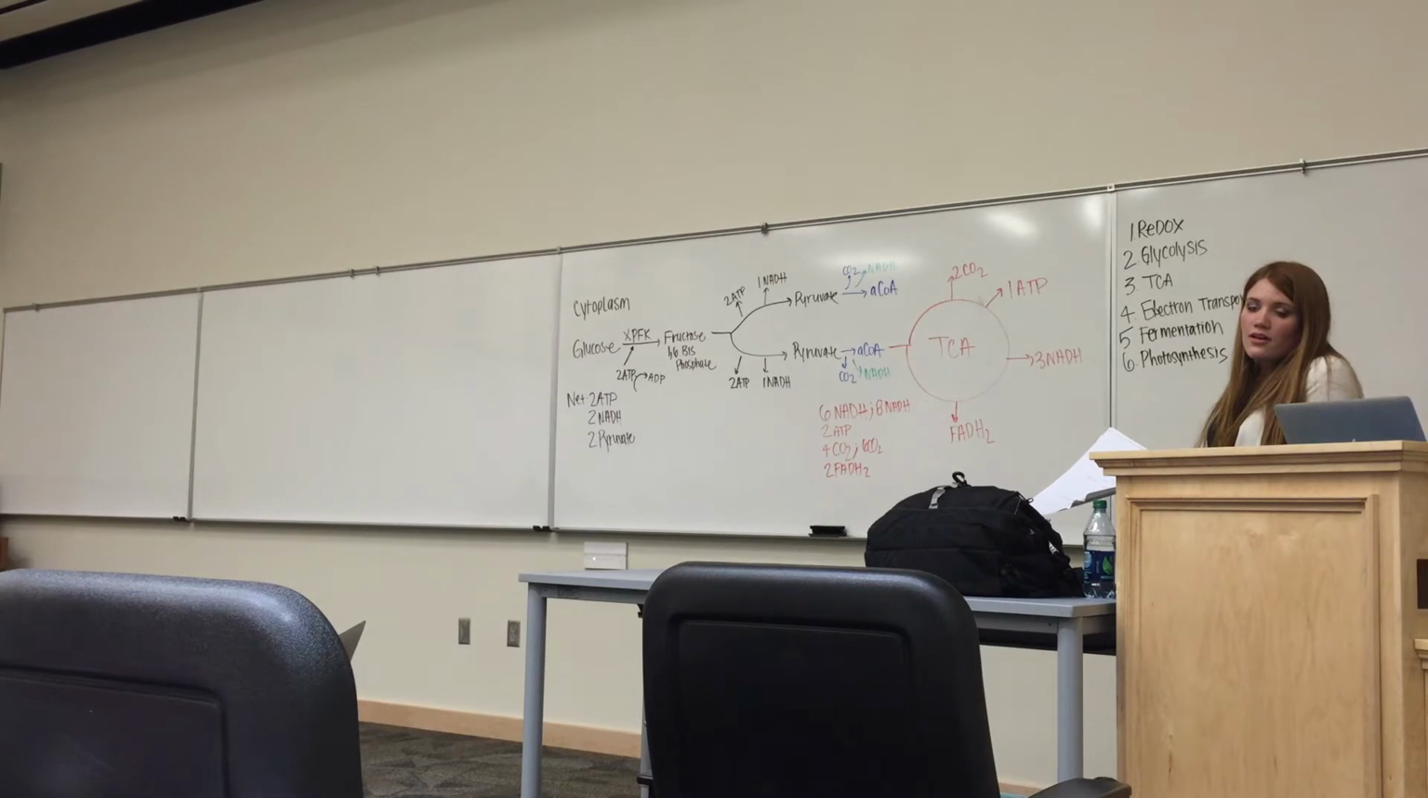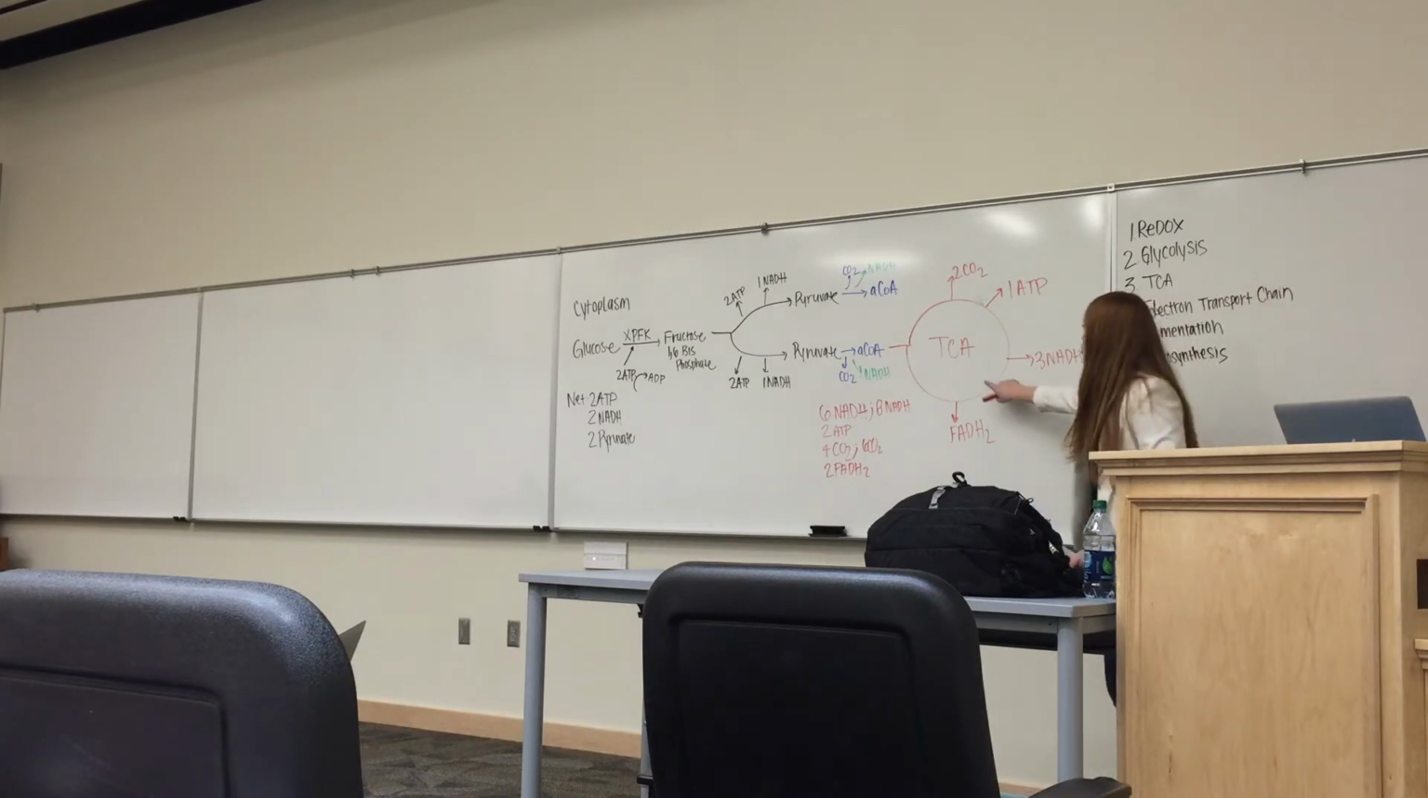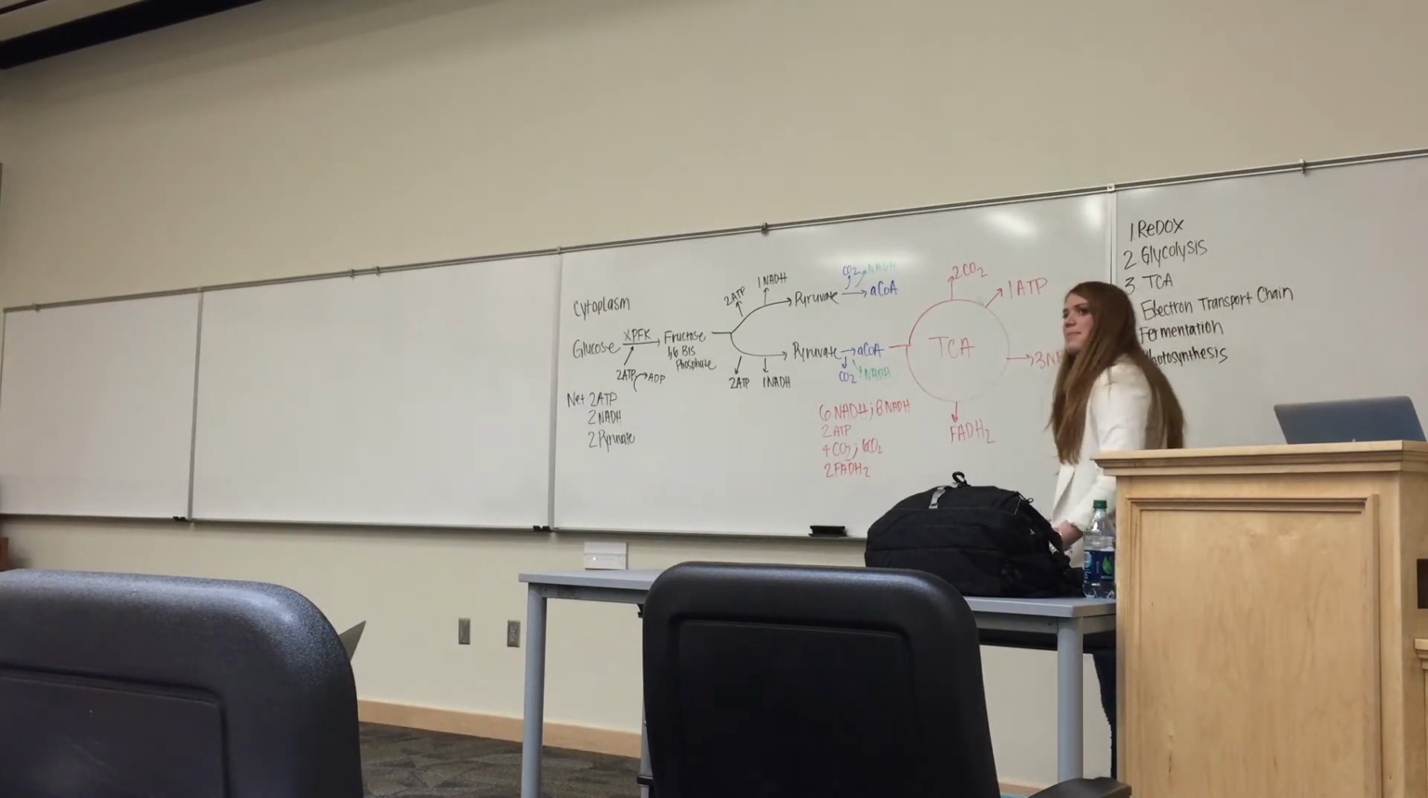So the 6 CO2 that's produced, is that including the ones in there? Yeah, it's including the intermediates. Would there be 8 CO2s? No, it's 4 CO2s if you're just looking at the cycle. Okay, I see.